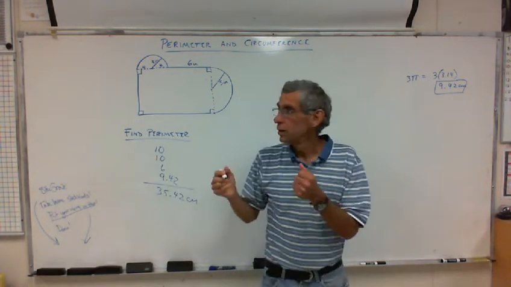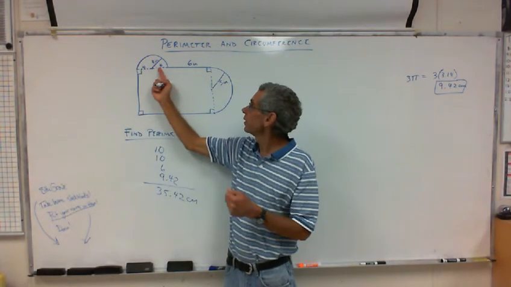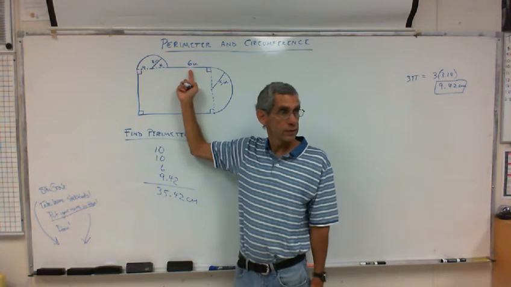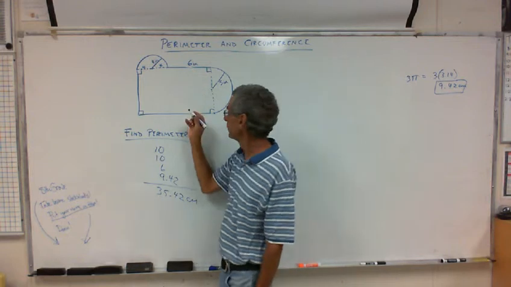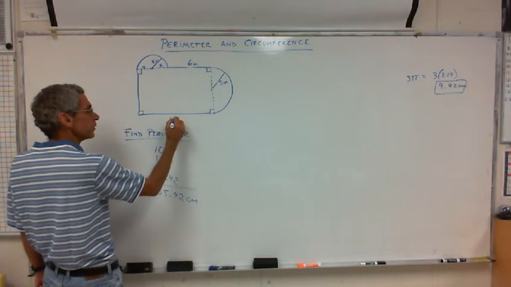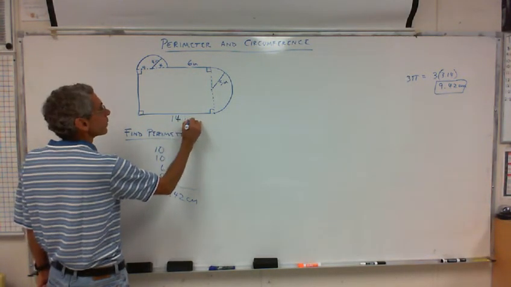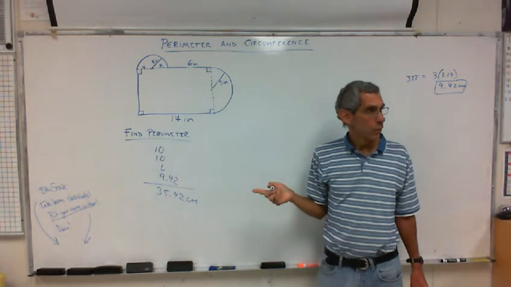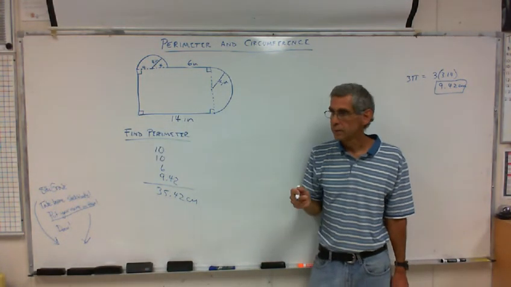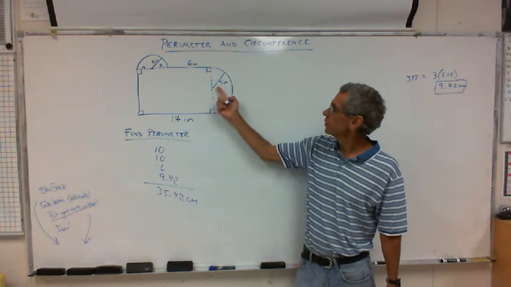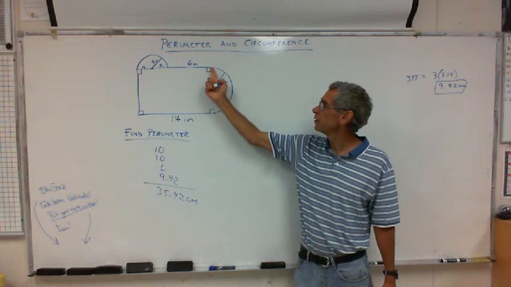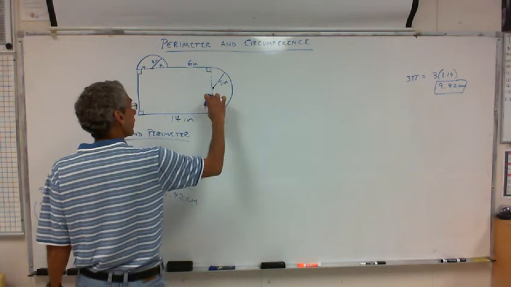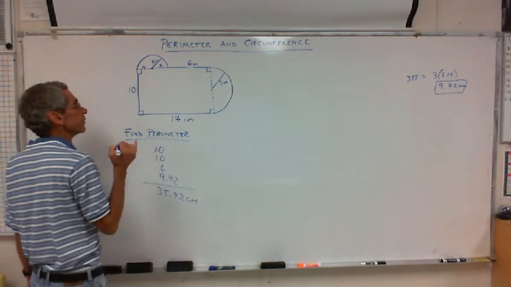Does it make sense? So I've got 4 inches here and 4 inches here, plus 6 inches. So 4 plus 4 is 8, plus 6 is 14. Would you agree with me that should equal this? 14 inches, right? Good. Now, what about this side? What would it be? 10. Because the radius here is 5, so from here to here is 5, and from here to here is 5. So 5 plus 5 is 10, so this would be 10.